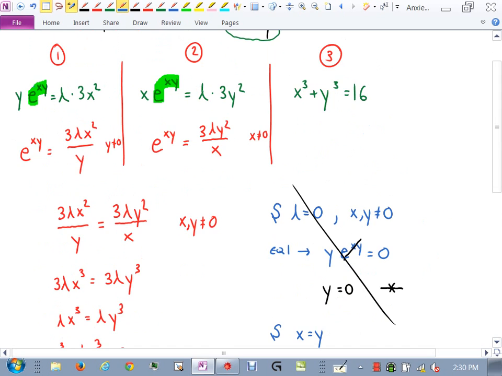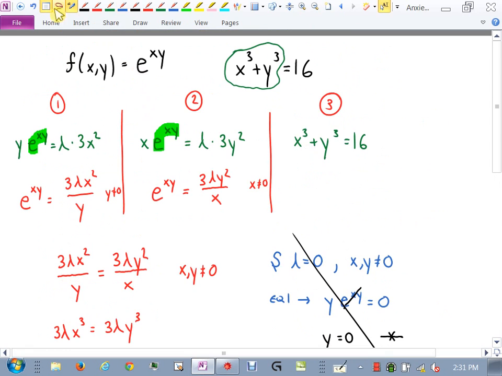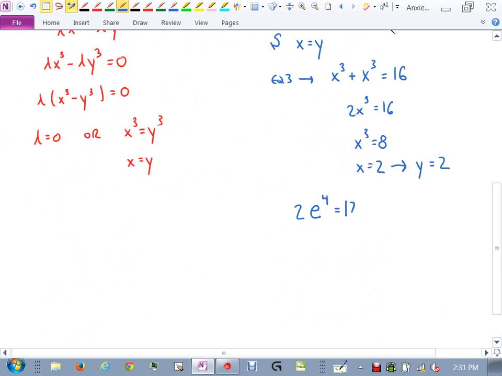Let me grab the first equation. If I take the first equation, replace y with 2, e to the what? 4 equals the other side, which was 3 times x squared, so 3 times 12, so 12 lambda. So e to the 4 over 6 is lambda, which is a number, right? So lambda is e to the 4th over 6.